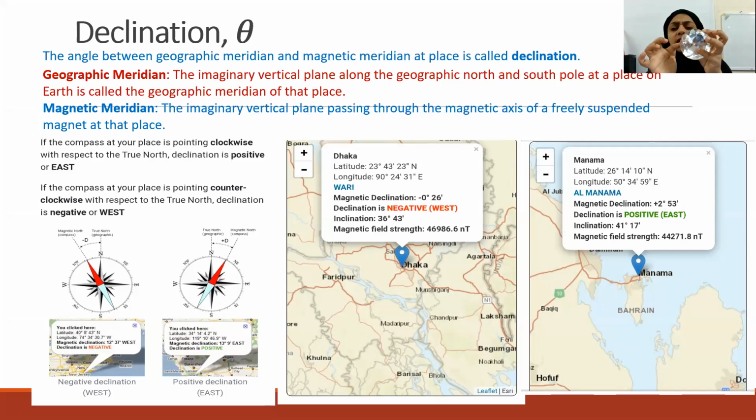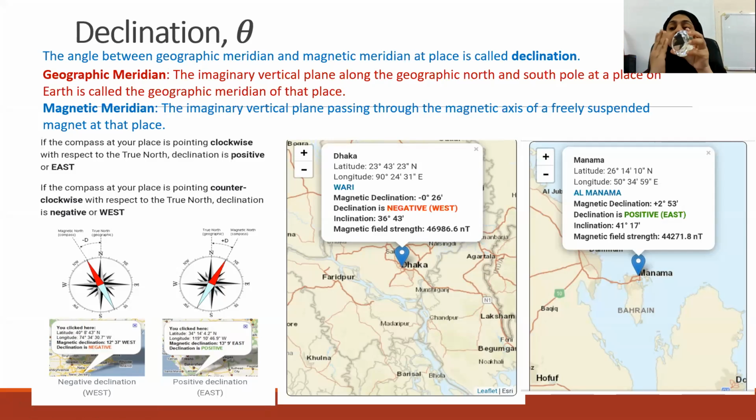When you consider any point on the surface of Earth, we can draw an infinite number of planes containing that point and this axis and the point opposite. At each point, we get a plane which contains the geographic axis and the point at that place on the Earth's surface. That imaginary vertical plane along the geographic North and South Pole, that is along the geographic axis at a place, is called the geographic meridian at that place.